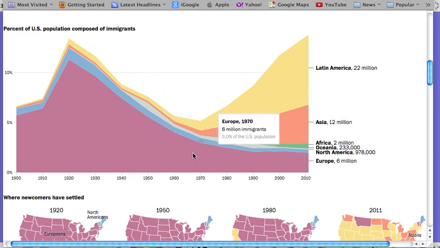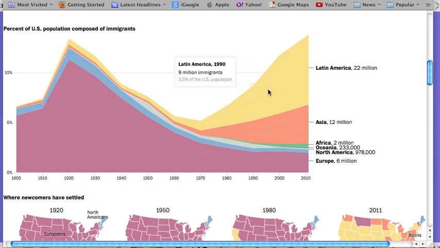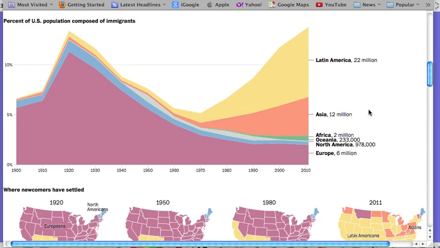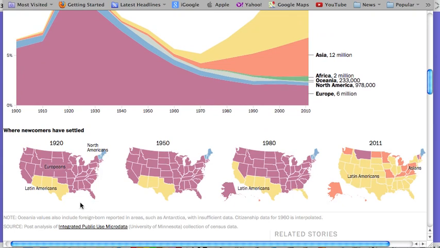And then you see in the latter part of the 1900s, a large portion of our immigrants coming from Latin America and also Asia. So over the time, in 1920, these are the foreign newcomers. Where did they settle? Mostly Europeans, and then you have Latin Americans along the border of Mexico. That would make sense because as far as the gravity model, people would travel the least distance possible. And in 1950, still the same pattern.